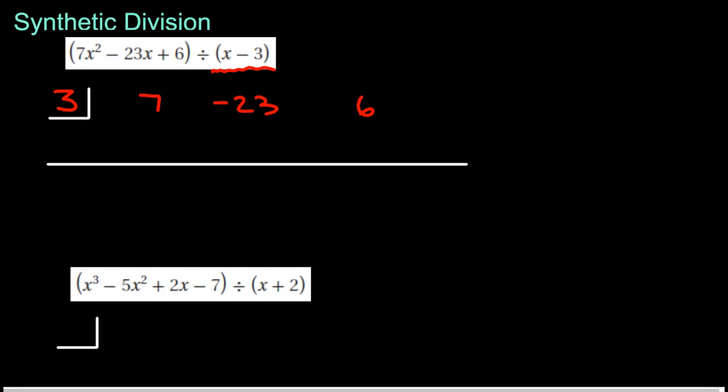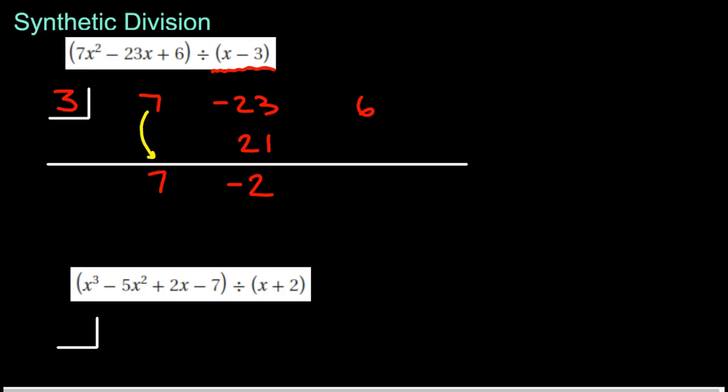The way this always starts off is this first coefficient comes straight down here and starts everything off down here like that. Now we take the number in the box, 3, times that 7, which is 21. We write that number right here. And now we add those two, negative 23 and 21, together. And we get negative 2.